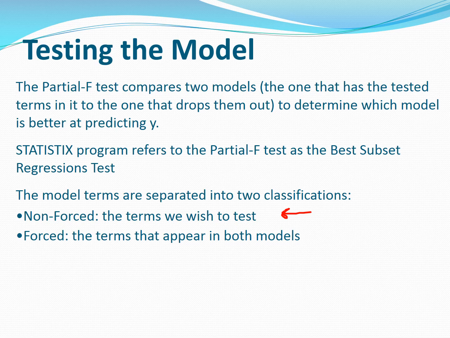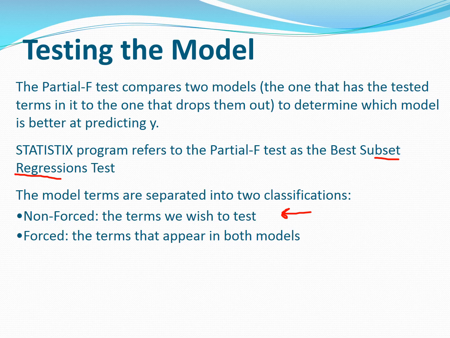I'd call them non-forced. And then the reduced model, the x1, the x2, the x1 x2, I'd put that in as the forced terms. And we would look at the printout. There's a p-value on that printout, and that's what we're going to use to make our decision. That's the partial F-test, or the best subset. I'll use both those terms interchangeably. Best subset, the only time I've ever actually seen that used in the software is with the statistics program that we're working with. Typically we refer to them as a partial F-test.